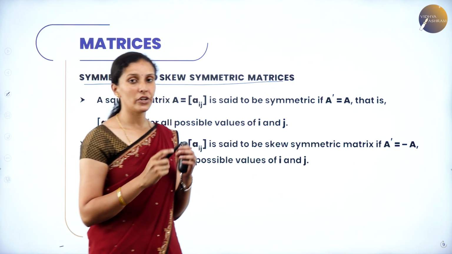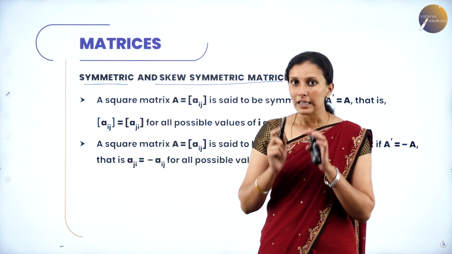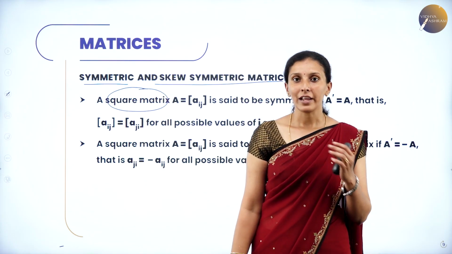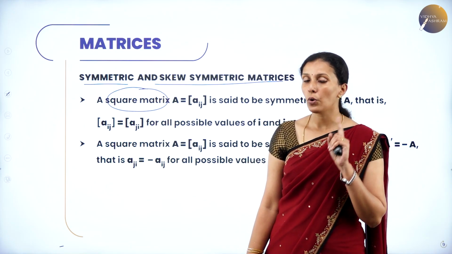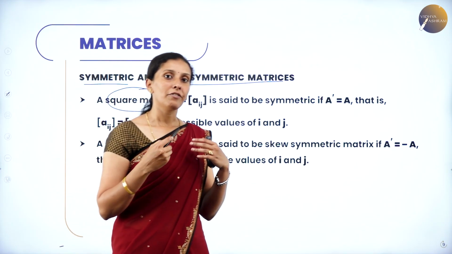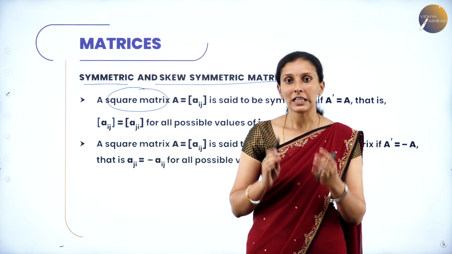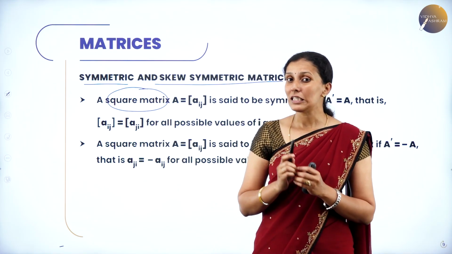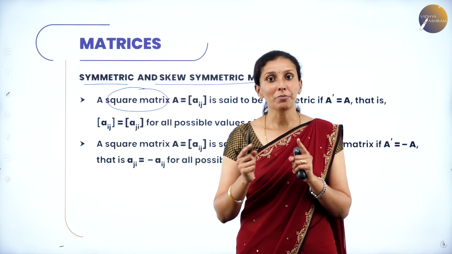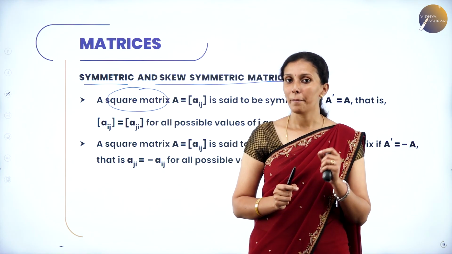What are symmetric and skew-symmetric matrices? Symmetric and skew-symmetric matrices are defined only for square matrices. They are not defined for any other type of matrices. So when you transpose a matrix, if A transpose is the same as A, it is called a symmetric matrix. If it is equal to minus A, that is the negative of the given matrix, then it is a skew-symmetric matrix.